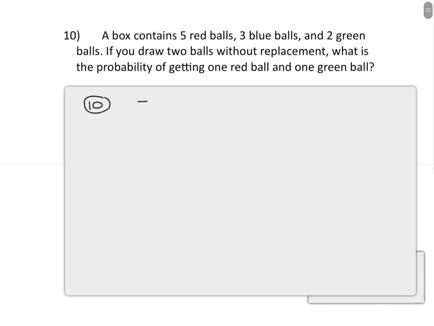So question 10. Bag contains 5 red, 3 blue, and 2 green. And it says the probability of getting red and green. It doesn't tell you what order, so we've actually got to work out both. We've got to work out the probability of red followed by green, and add that to the probability of green followed by red. Let's do red first. We know there's 5 red balls in there and 10 altogether. Well, we don't replace it because it does talk about without replacement there in the question, so we can't replace it.